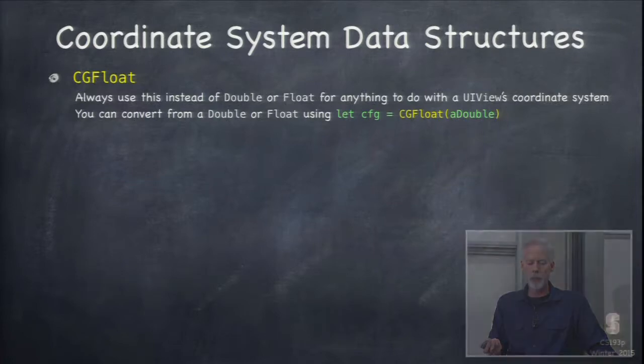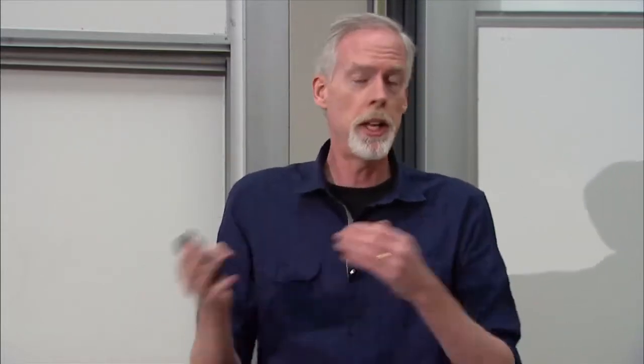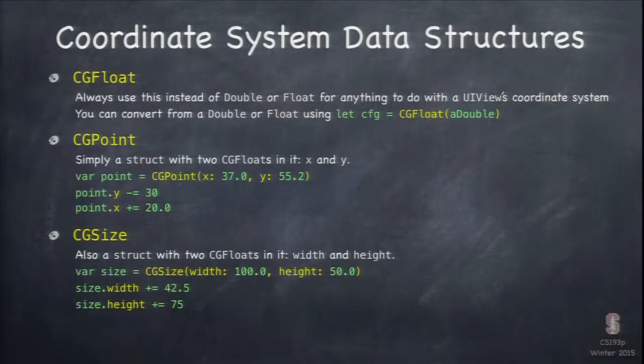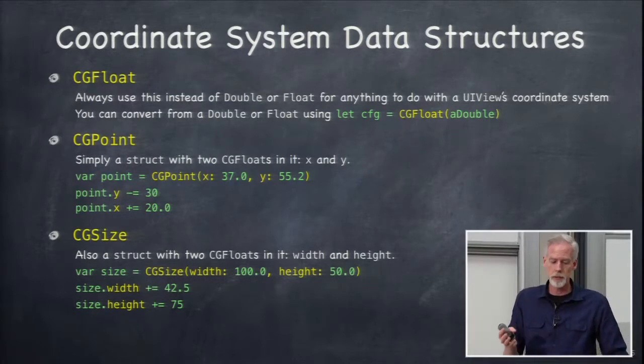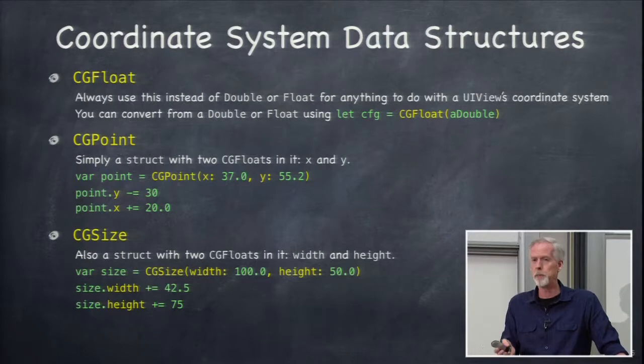Now, there are a couple of other structs that are important here. One is CGPoint. It's just two CGFloats, x and y. It just defines a point in the coordinate system. Couldn't be simpler. And there's also CGSize, which just defines a width and a height. So these are just simple structs. That's all they are. I don't think point or size has any other methods on it.